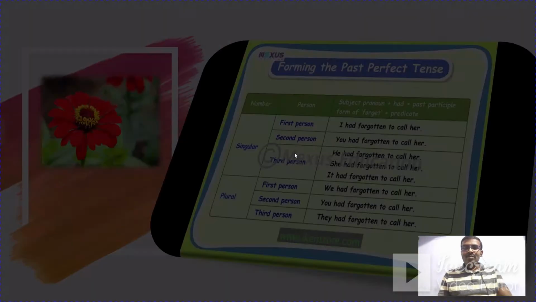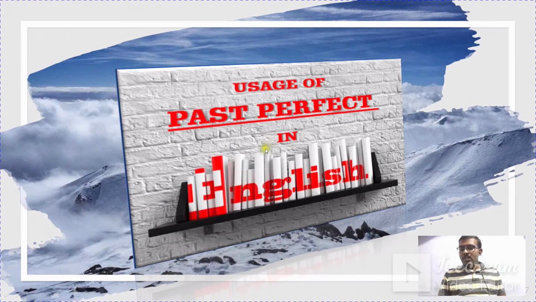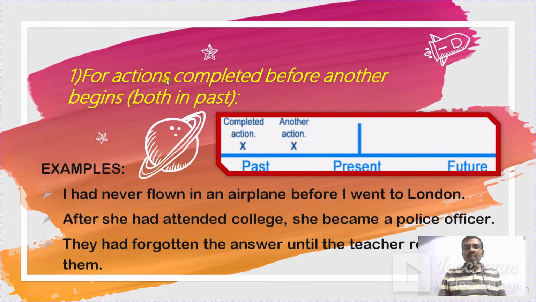In the next slide, we are going to discuss the uses of past perfect tense, the areas in which we have to use it. Let us see one by one. First one: for actions which are completed before another action initiated. Both actions happened in the past.